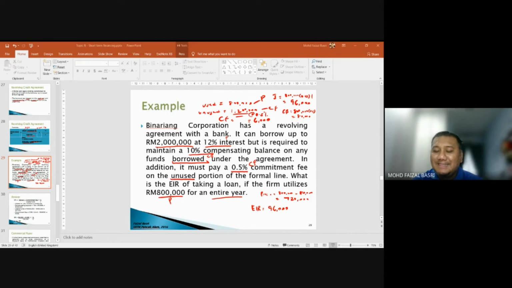Okay, it's interest plus commitment fee. Ini interest plus commitment fee divide by proceeds. Okay, divide by proceed 720. So ni 14.1 I dapat 17 atau 16 kurang lah 167. Okay, so 96 plus 6,000 divide by 720.